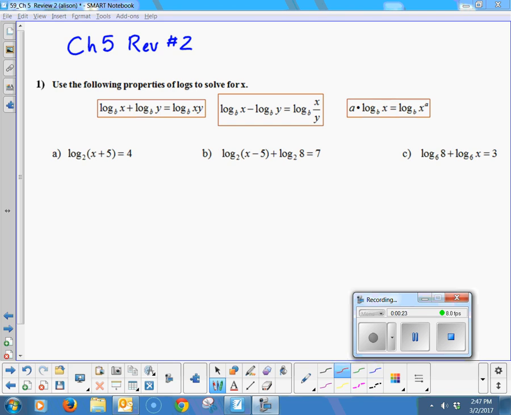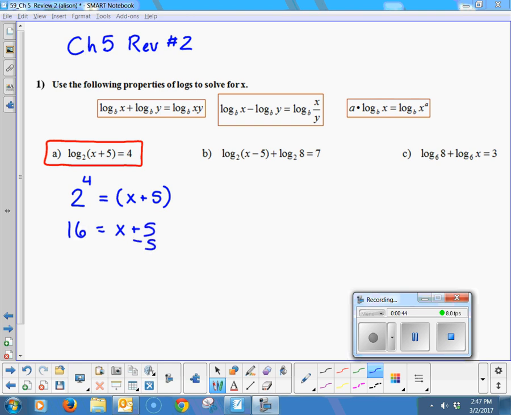Number 1A. Well, this is in log form. I find log form scary, so I change it to exponential form and make this 2 to the 4th equals x plus 5. And then it's just a calculator problem. I happen to know that 2 to the 4th is 16, so 16 equals x plus 5. I subtract 5, and x is 11. We're good.